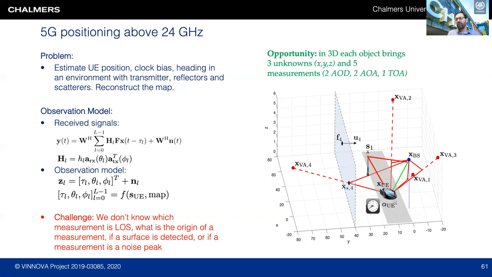Because without any object, you just have five measurements, which is the line of sight from the base station, but the number of unknowns can be 3 for the position, plus the clock bias, plus the orientation, which can also be 3. So you cannot solve the problem. But with enough non-line of sight paths, even if you don't know where they are, in principle, you can solve the problem.